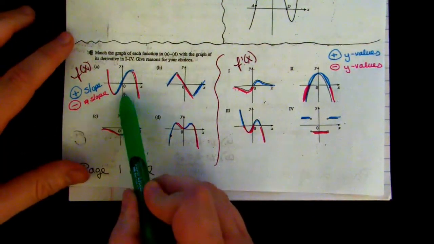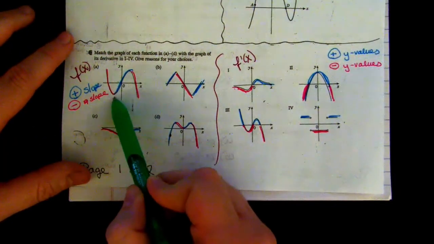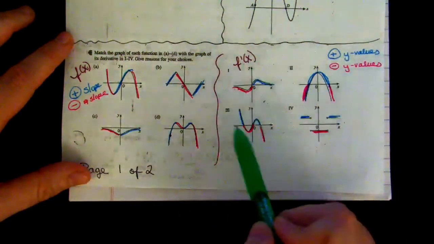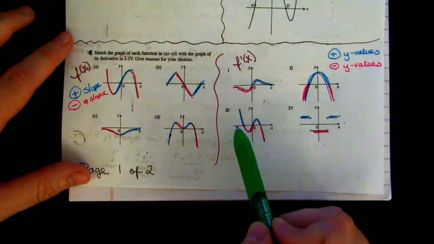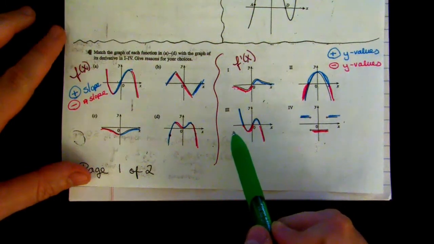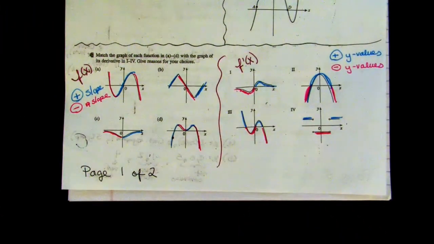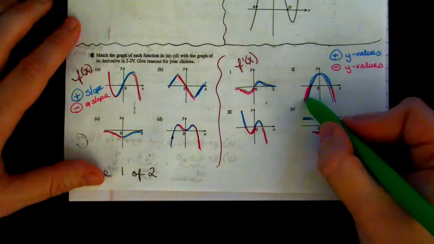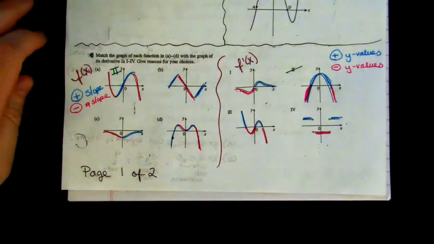In letter A, I start with a negative slope, followed by a positive slope, followed by a negative slope. And I'm looking for a graph over here that starts with negative y values, then positive y values, then negative y values. What graph is that? I would say it's 2, because I have negative y values, positive y values, negative y values. I feel like if you have the colors in there, it makes this so much easier.